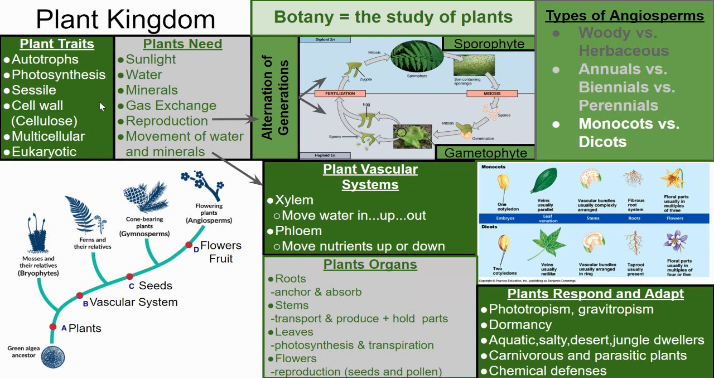Now, all plants also have certain needs. They need sunlight in order to do their photosynthesis. They also need water to do photosynthesis and make their glucose sugar. They need certain minerals to maintain their cells. They need to do gas exchange. That means that plants are taking in carbon dioxide, which they'll use in photosynthesis, and they're releasing oxygen, which is good because that's what we breathe in.